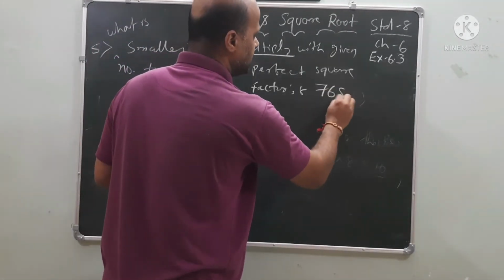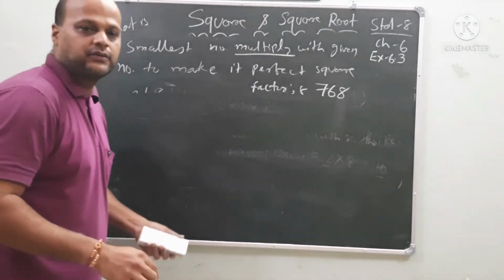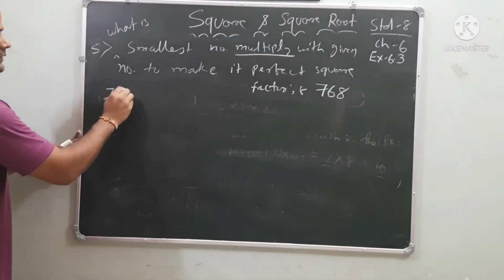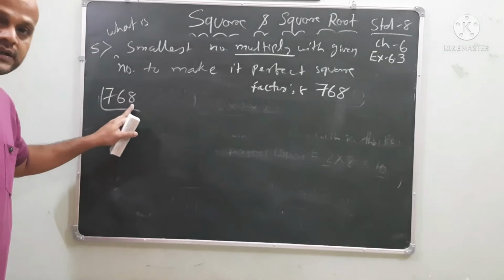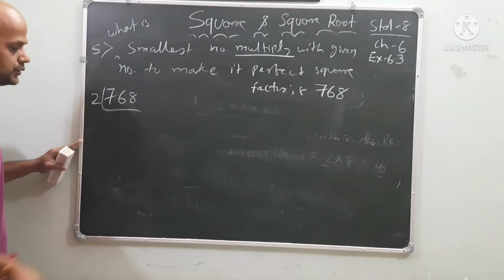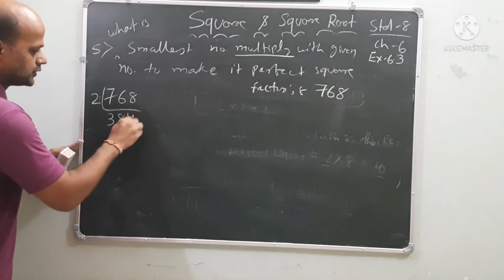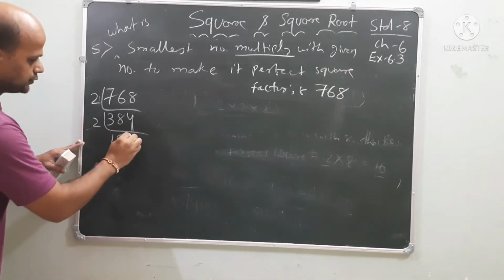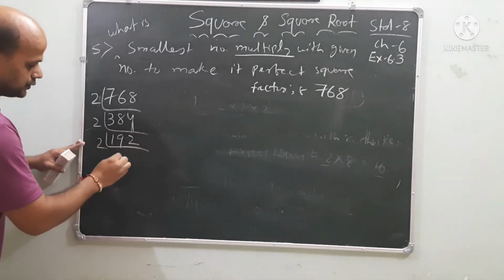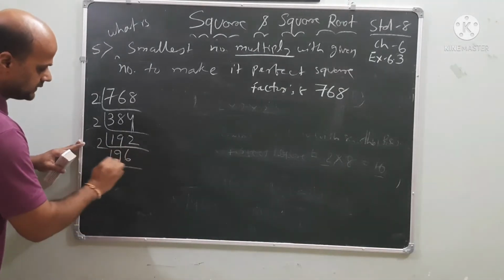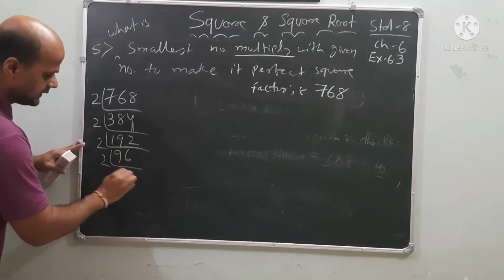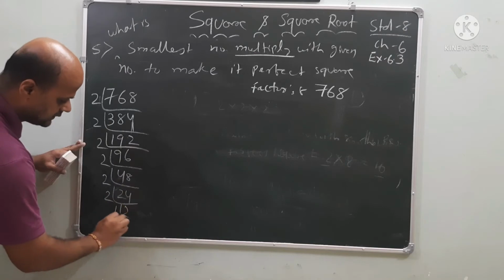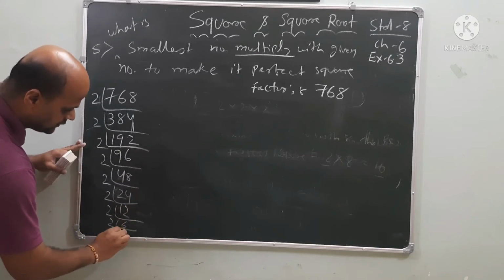Let's go for 768. A number is there. So it is asking what is the multiplication. Go for the prime factorization method in the rough work here. 768, the last digit is even, so divide by 2. 2 threes are 6, 2 eights are 16, 2 fours are 8, and so on, dividing down repeatedly by 2 until we reach 3.